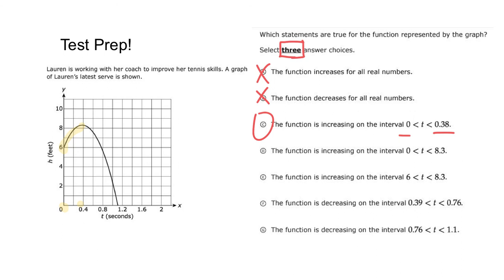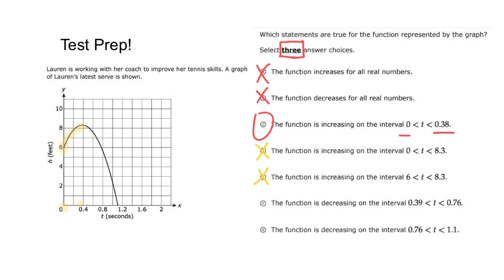This says it's increasing from 0 to 8.3. Well, I don't even count to 8.3 on my x-axis, but I know good and well that once I get past this 0.38, it starts to decrease again. So that's not true. E says it's increasing from 6 to 8.3. Again, I don't even see that information here, but from what I can tell, it would be decreasing still at that point if we could extend this graph all the way out.